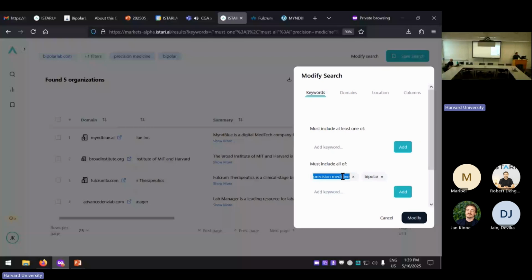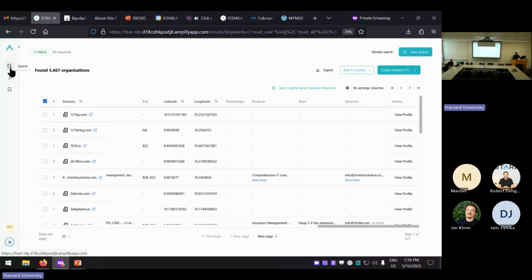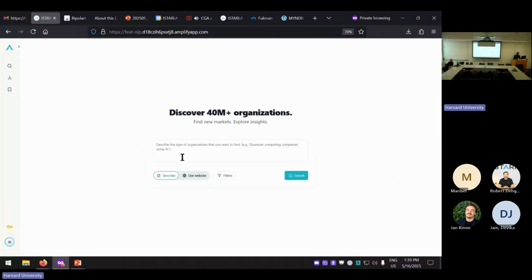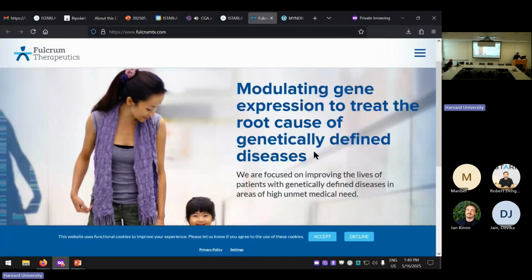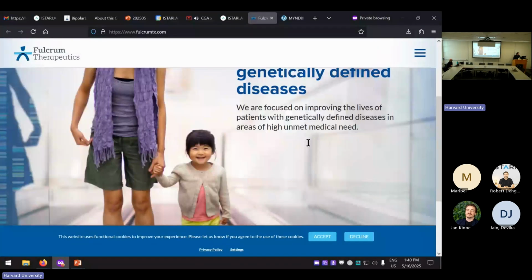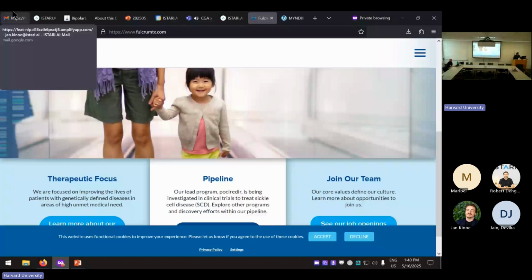This is also why we try to push for this specific thing here, where you can just describe it. Maybe one last try here: companies that offer precision medicine treatments for bipolar disorders. Okay, let me very briefly see what they usually say. They say genetically therapeutic. Yeah, okay, I think it's fine.